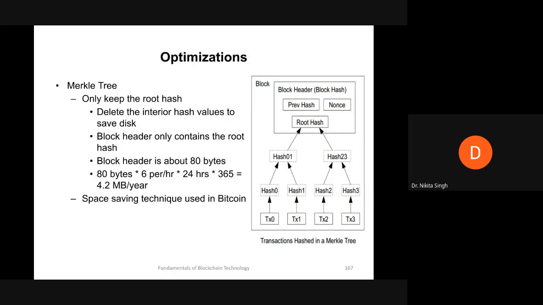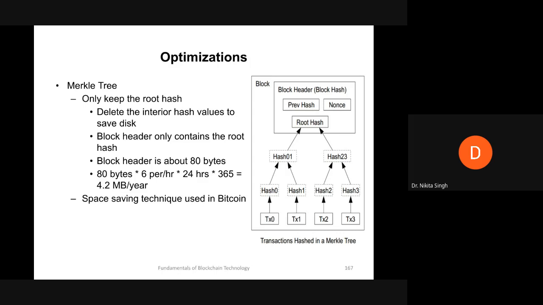Then we have already talked about optimization. So Merkle tree is a space saving technique which is used in Bitcoin. What you're doing is you have several transactions here. You pass them through a hash function. You hash them and rehash them until you get the Merkle root hash. And this Merkle root hash, along with the previous hash and the nonce value, is what is passed through the SHA-256 function to get your hash value which is less than the difficulty target.